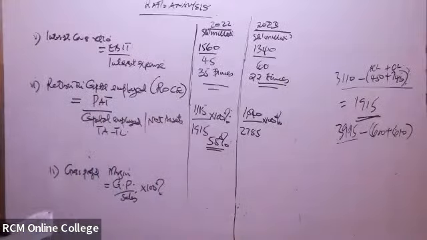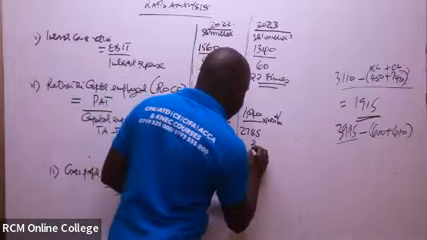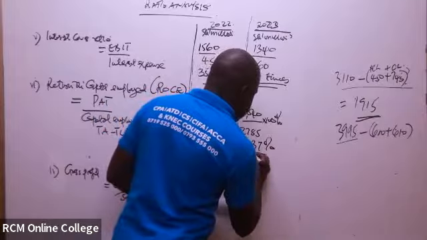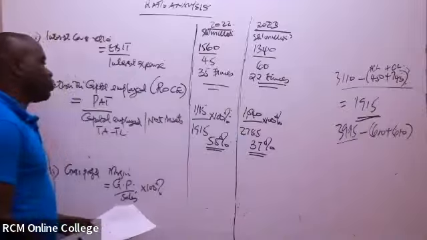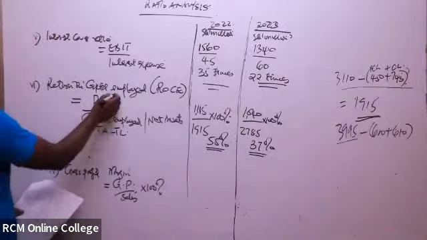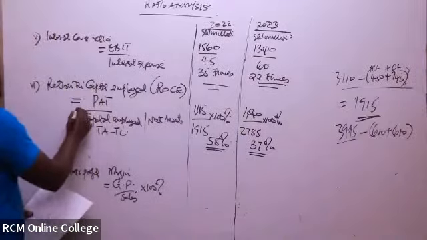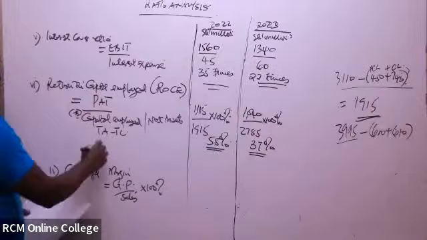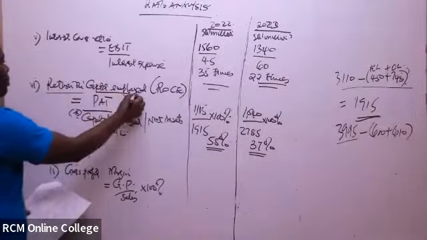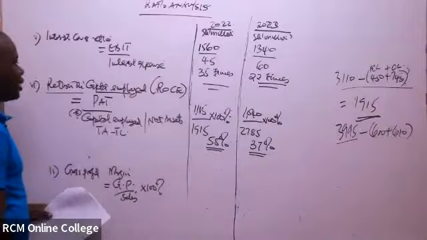What about 2023? It is 37%. So you'll be able to get 37%. So that is the return on capital employed. So what is the return you're getting with the capital you injected in? Just from the term itself, the return on the capital you've employed.